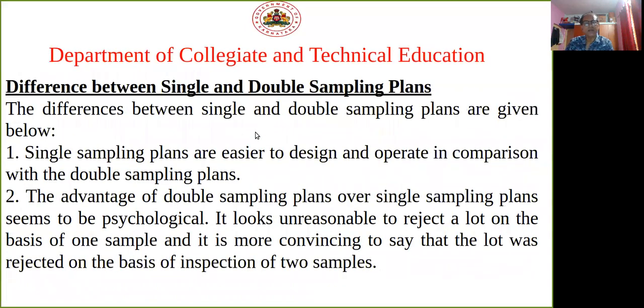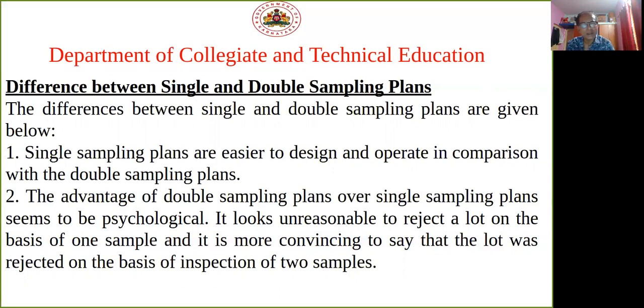So now, as we have studied the single sampling plan and the double sampling plan, we need to study the difference between them. What exactly is the difference? The first difference is that a single sampling plan is easier to design and operate in comparison with the double sampling plan.